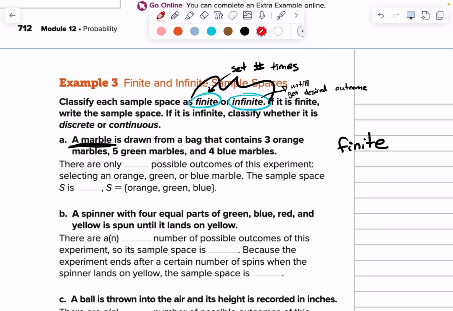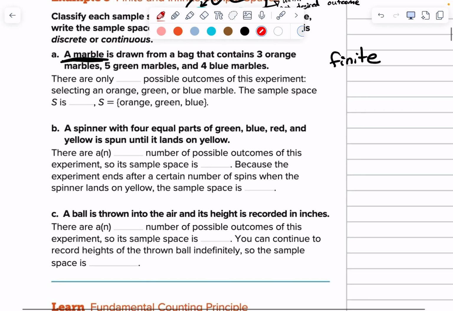B: a spinner with 4 equal parts, green, blue, red, and yellow, is spun until it lands on yellow. Finite or infinite? Infinite. I don't know how many times it's going to be. I could end up spinning that thing forever. I probably won't. I probably will land on yellow at some point, but I could end up spinning it forever.